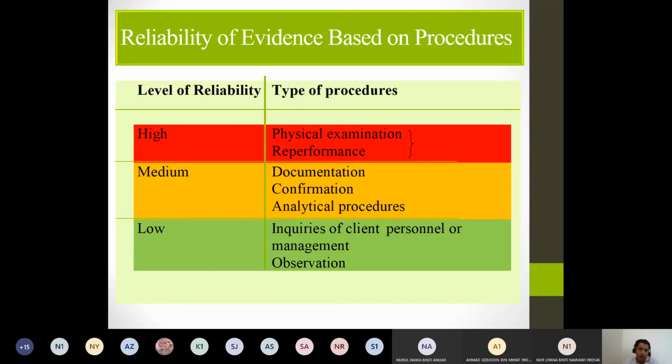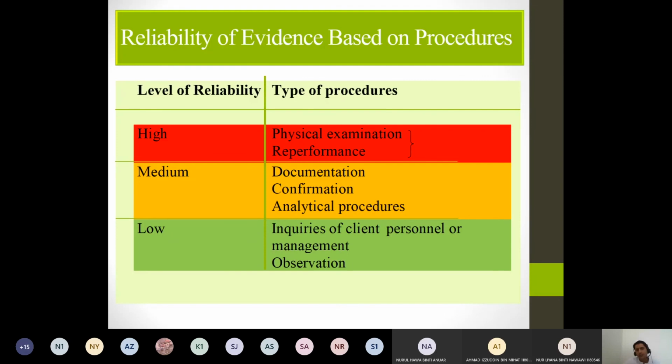The red color is more reliable, which is the physical examination and reperformance. The yellow color is a medium level of reliability, which is the documentation, confirmation, and analytical procedures. The lower, the green color, the least reliable evidence, is the inquiring of the client, person, or management, and the observation.